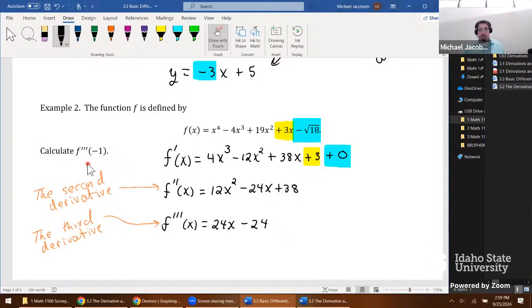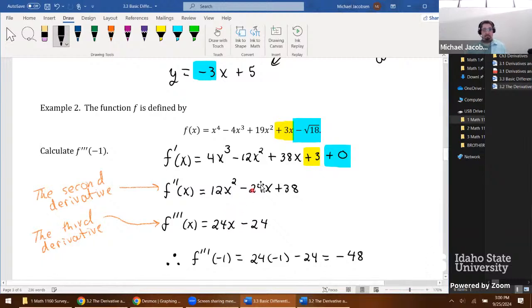But finally, we're getting to the last part of this problem. We want to evaluate the third derivative at -1. So we'll say, therefore, f triple prime at -1 equals, just go to this derivative, plug in a -1, we'll get 24 times -1 minus 24. But that's just -24 minus 24 for a -48 altogether. So the takeaway on example 2 is we're just practicing differentiating these functions more and more, but you can always take higher and higher order derivatives. And if you're asked to do evaluation, just plug in the number where you have your x.